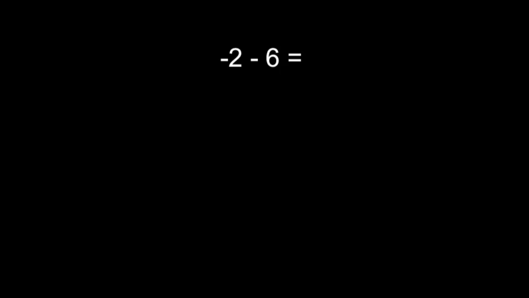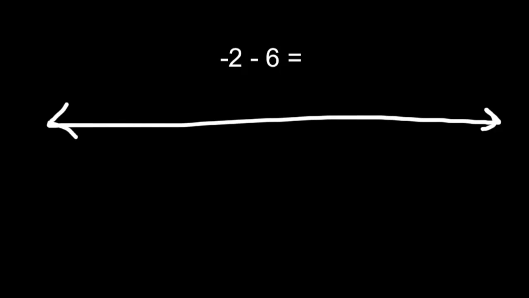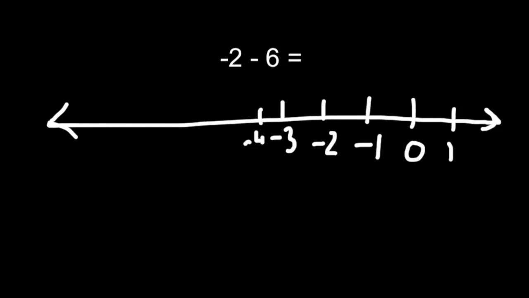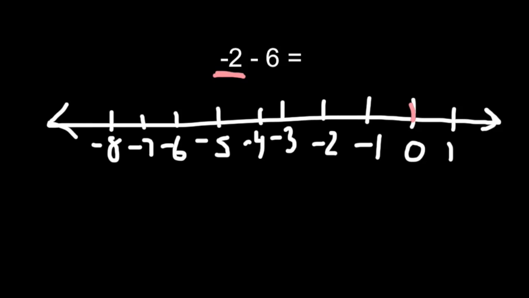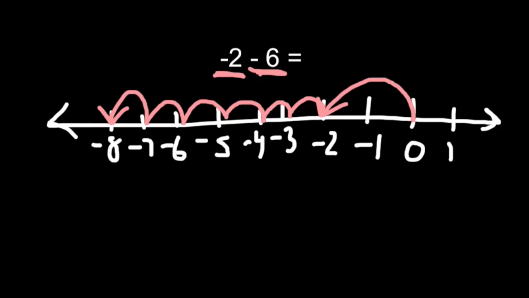Here we have -2 minus 6. So I start at -2, and then I'm taking away 6. So I go 1, 2, 3, 4, 5, 6. So -2 minus 6 is -8.